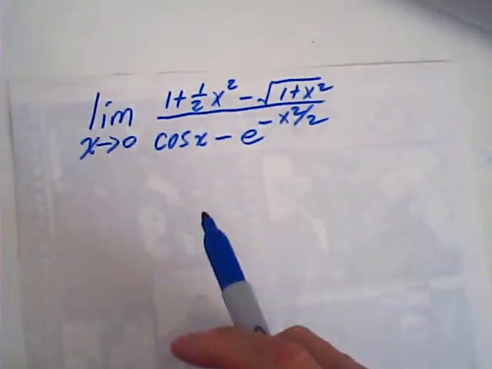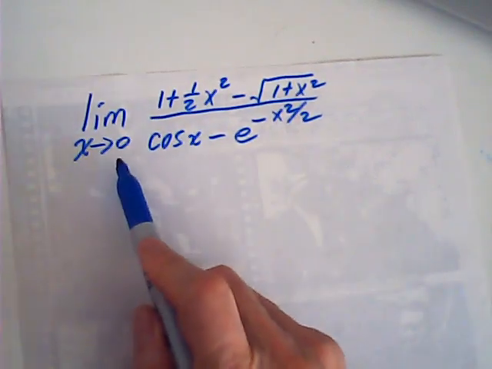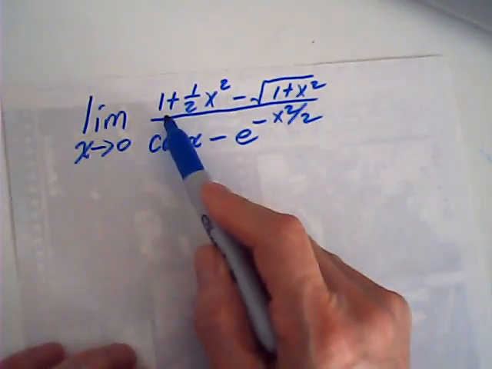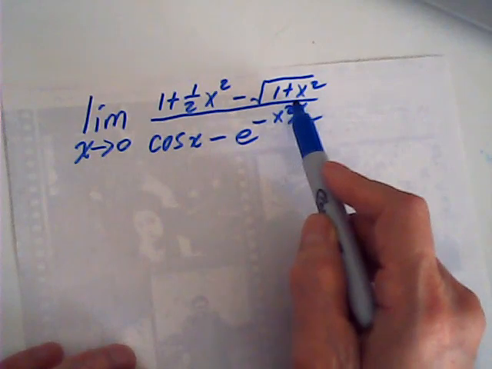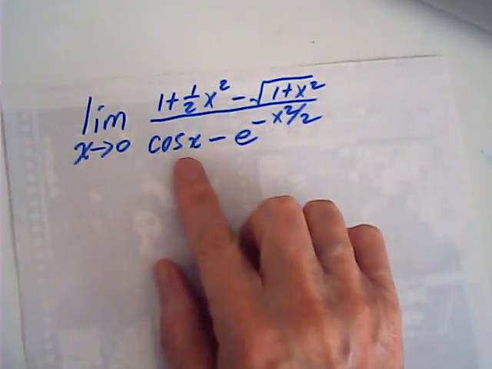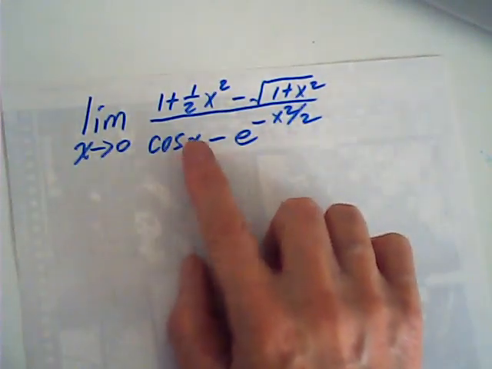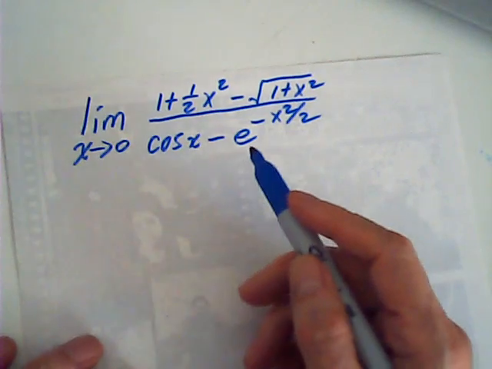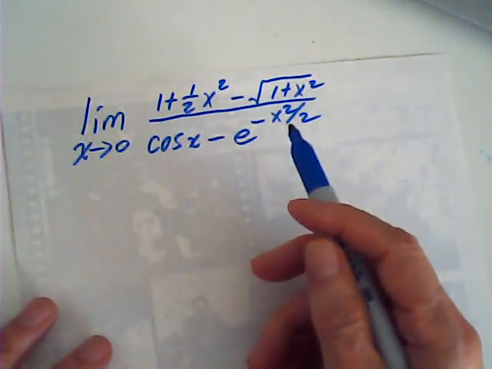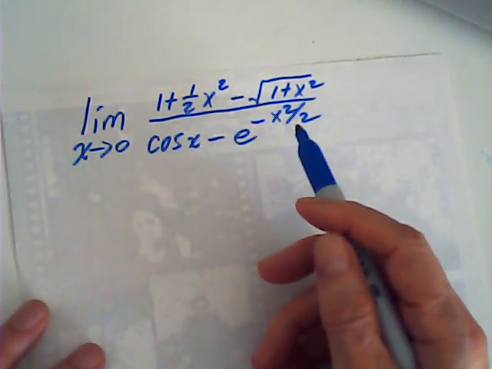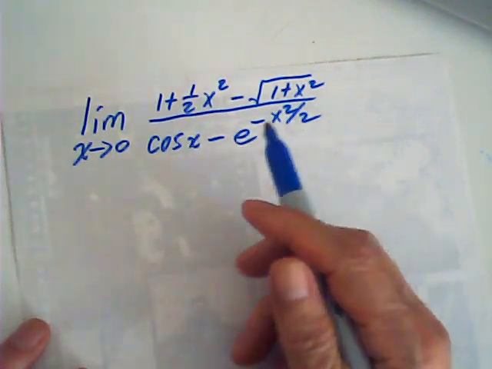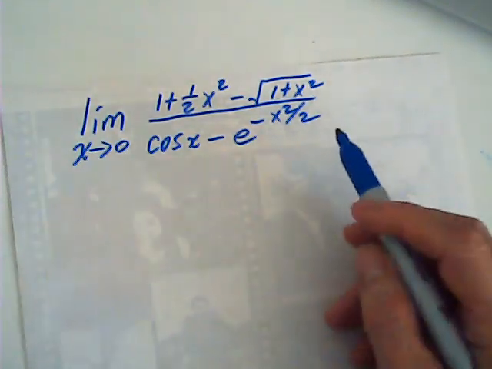Hi. Let's take a look at this limit. As x approaches 0, this is approaching 1. This approaches 1. 1 minus 1 is 0. This one approaches 1, and this one approaches 1 as well. Then 1 minus 1 is 0. So the L'Hopital's rule condition is satisfied. You may try the L'Hopital's rule, right?